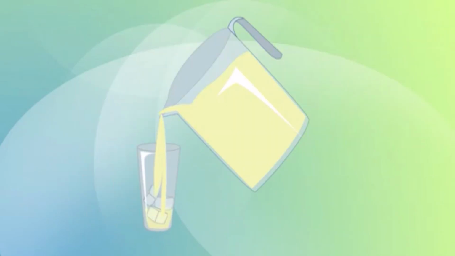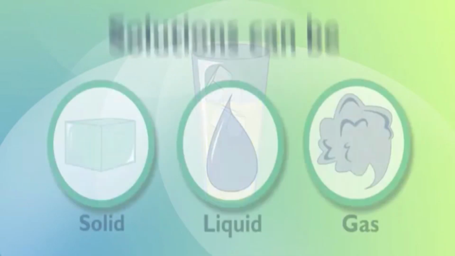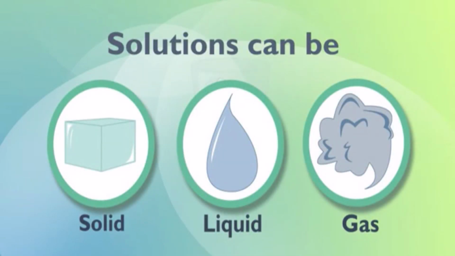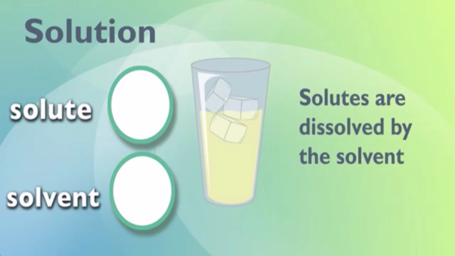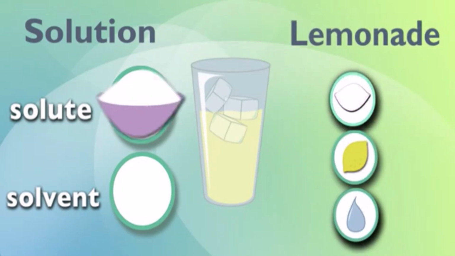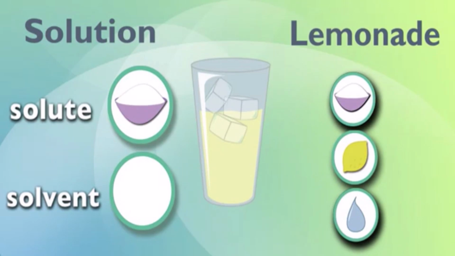Are solutions always liquids? Nope. A solution can be a solid, liquid, or gas. It just has to have a solute and a solvent. The solute is the substance that is dissolved in the solvent. In the lemonade, sugar is the solute because it is dissolved in the solvent, water.